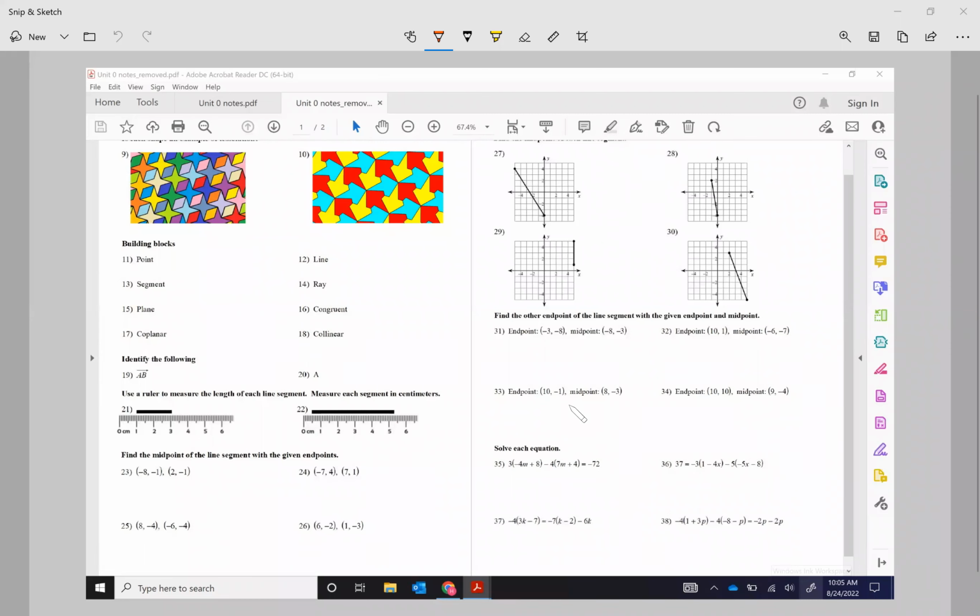All right, class. So today we're looking at midpoint. I'm going to be working questions 23 through 30. Okay, I mean, through 34. 23 through 34. That's basically what we're going to be working on. So let's take a look.